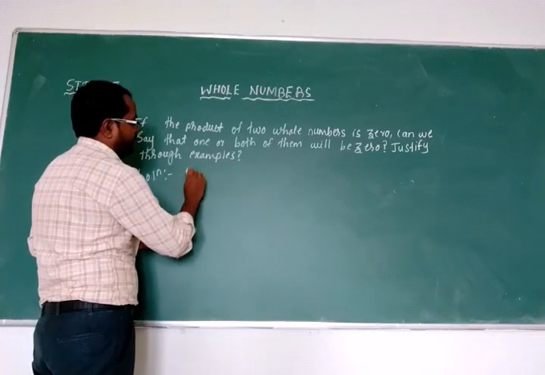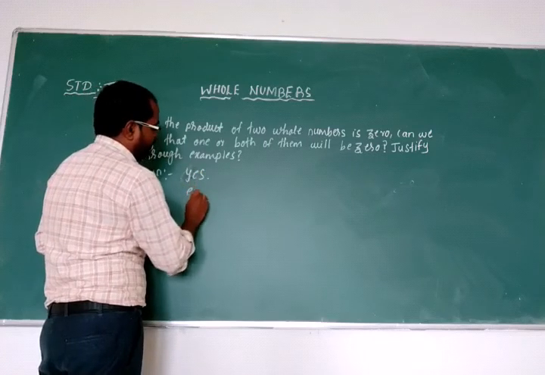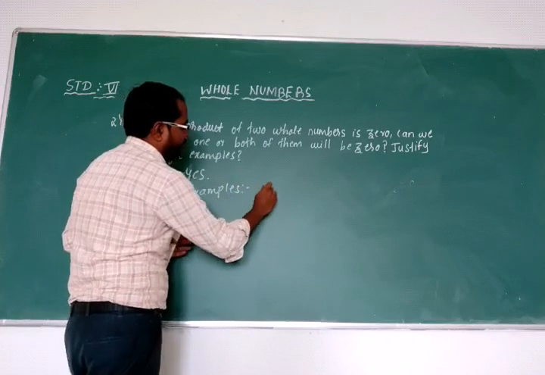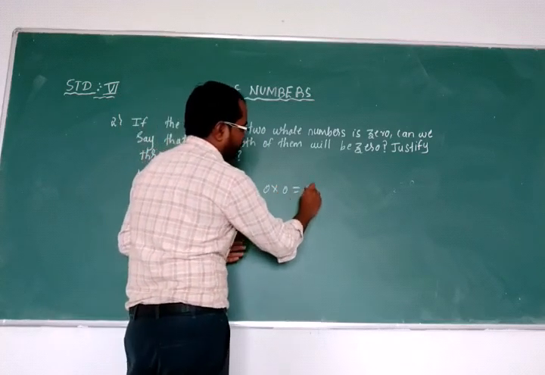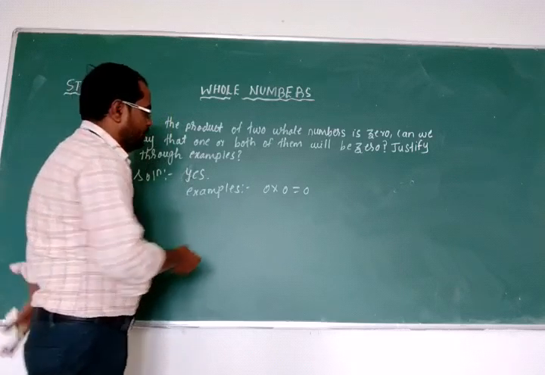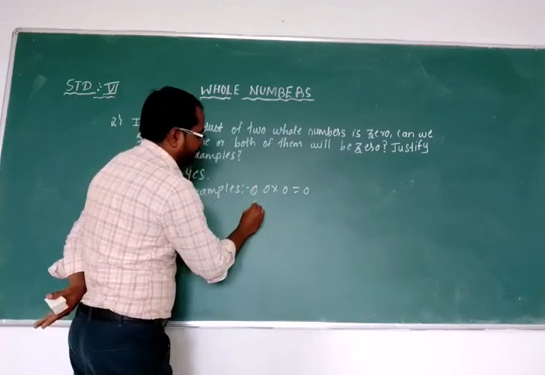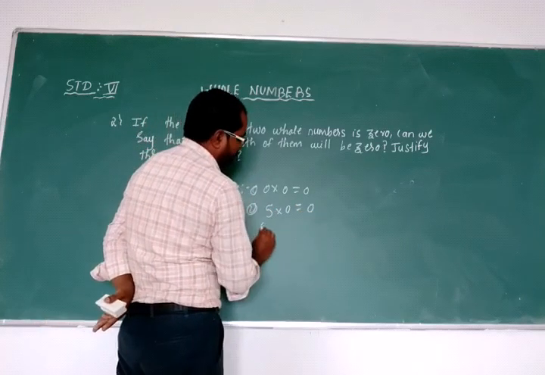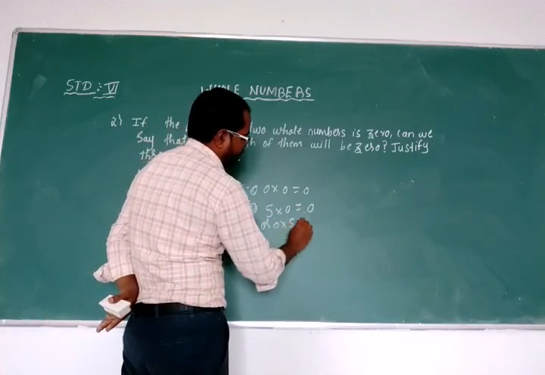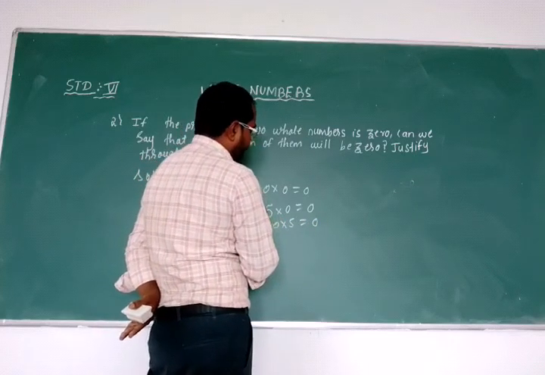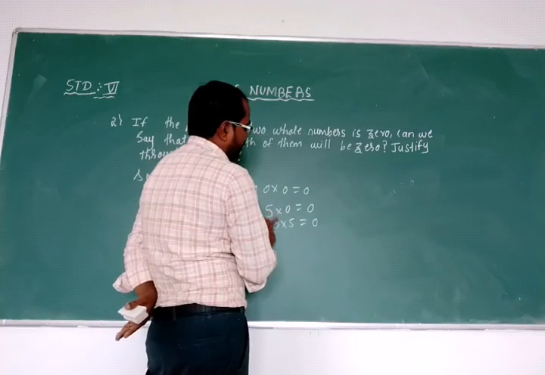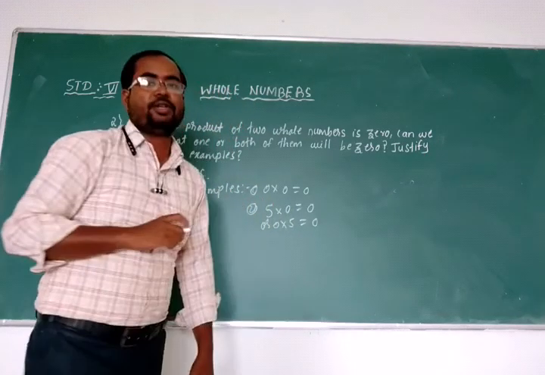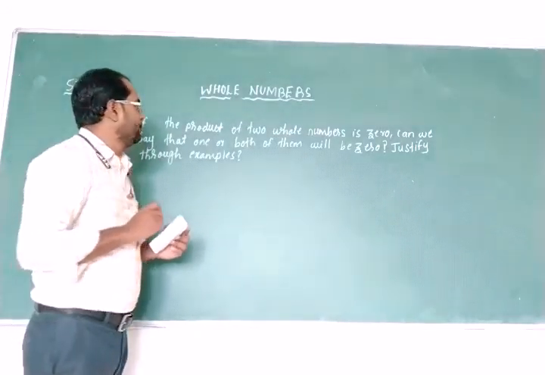Yes, you can say yes, and justify it with examples. 0 into 0 is 0. So this is the first example. The second example, 5 into 0 is equal to 0, or else you can take 0 into 5 is equal to 0. So see here, the multiplicand or the multiplier has to be 0.